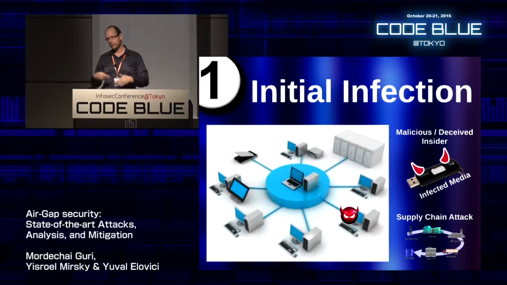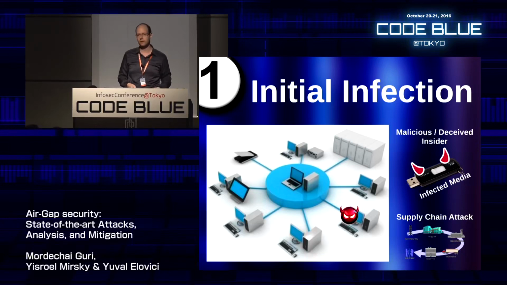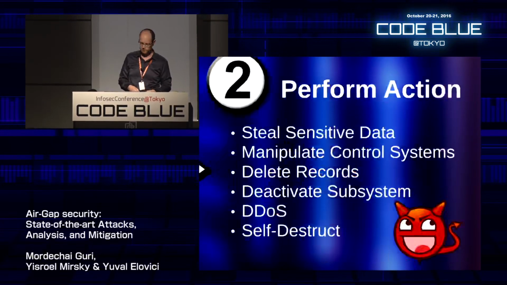So how does that happen? What are those steps? The first step essentially is the initial infection. In the initial infection, a malicious or deceived insider plugs in a USB or some other media into the system, infecting the network with the malware. Or another option is that some sort of supply chain attack happens, where the hardware, perhaps the USB keyboard or some other peripheral, is infected at the factory when it is made, and then brought into the isolated network and plugged in and then infects the network.